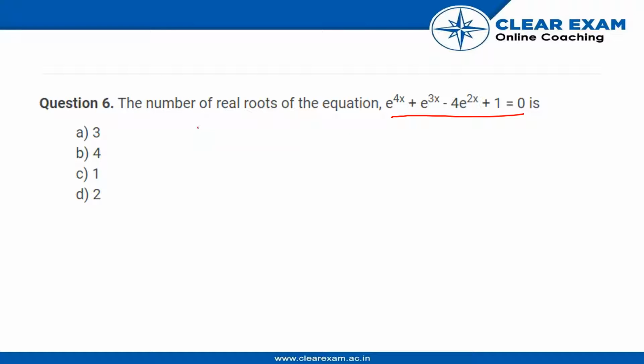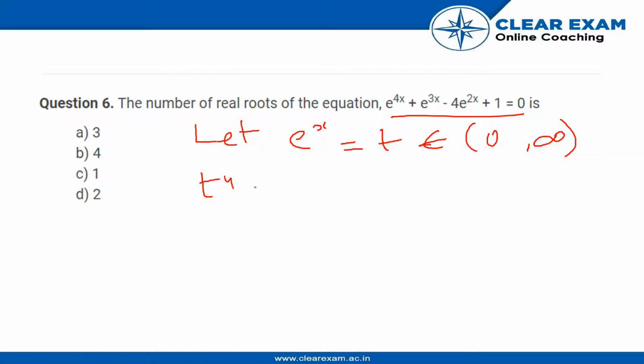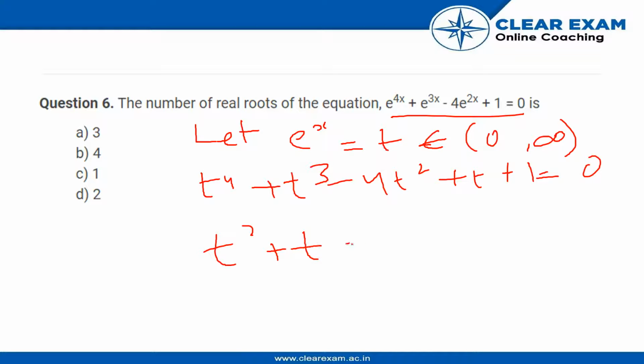So from here we can just let e raised to power x equal t, and t belongs to (0, infinity). So the equation will now become t raised to power 4 plus t cubed minus 4t squared plus t plus 1 equals 0. Then on solving, we'll get t squared plus t minus 4 plus 1 upon t plus 1 upon t squared equals 0.